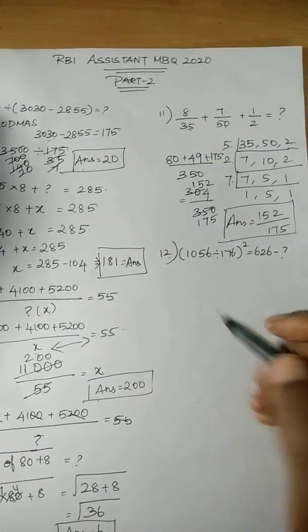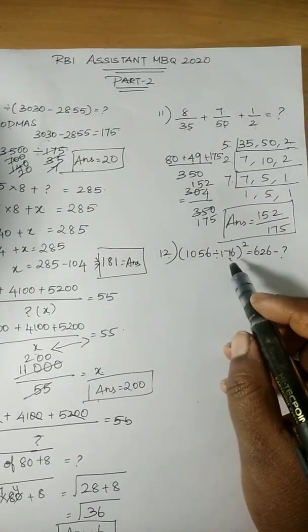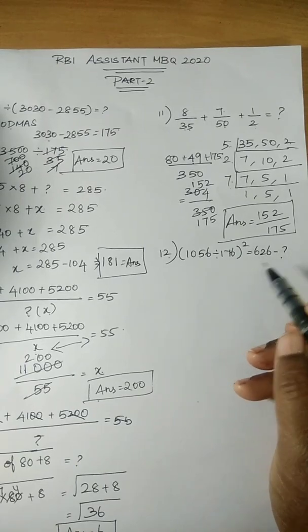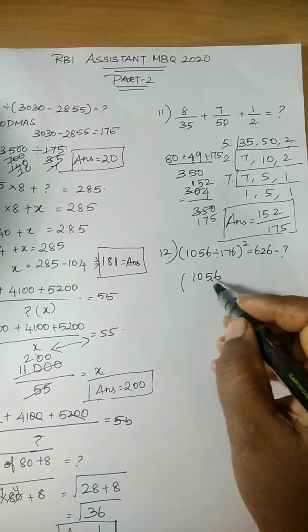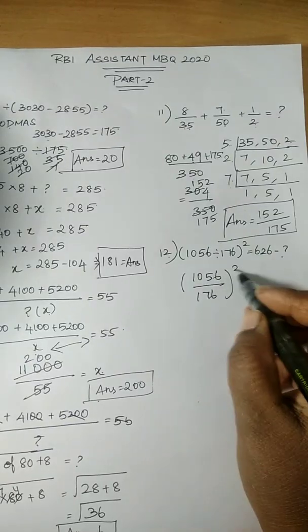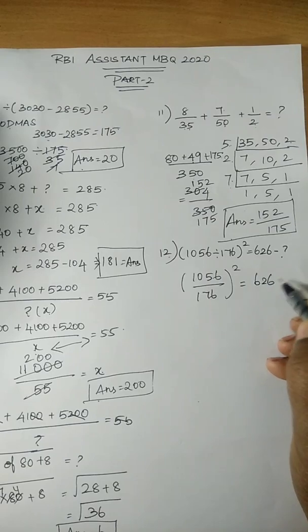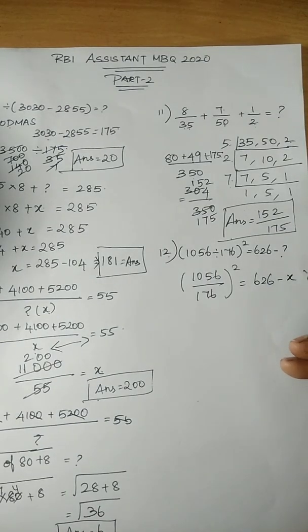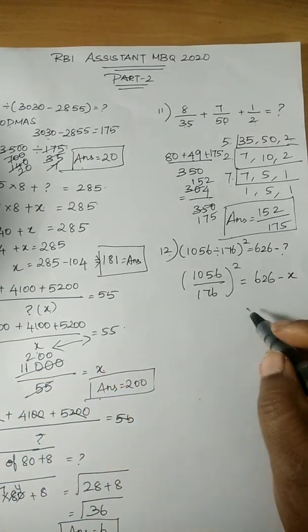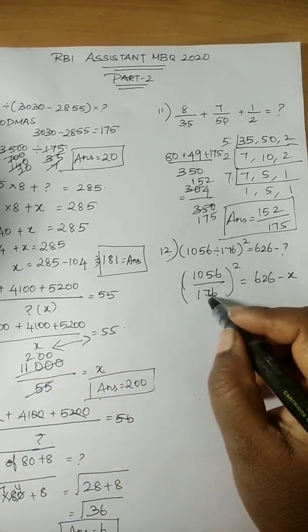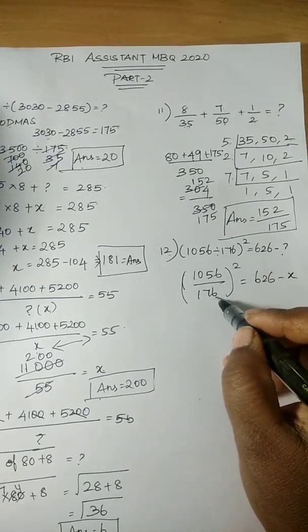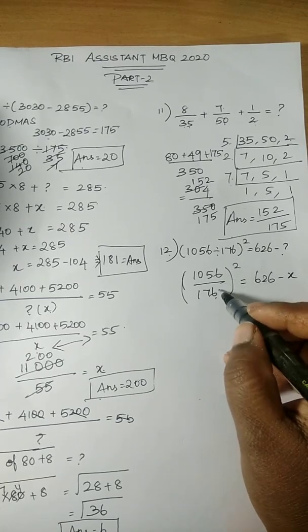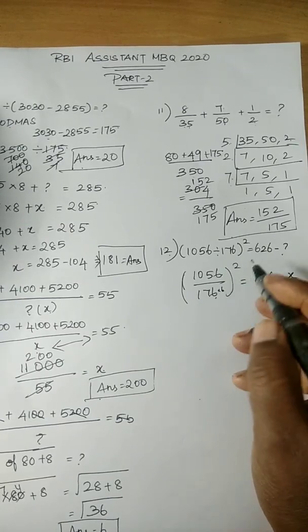And then the 12th question. 1056 divided by 176, the whole square, is equal to 626 minus question mark. What do we have to do? We have to do the bracket first using the BODMAS rule. Means we have to do the part within the bracket first, and then we have to replace the question mark by x. Okay, and then let's divide this. Yeah, we can directly divide. I think so. So 6, here 6, here also 6.